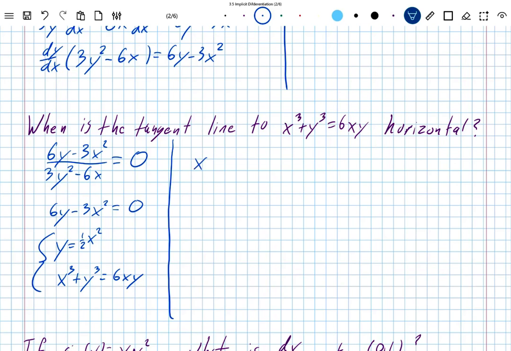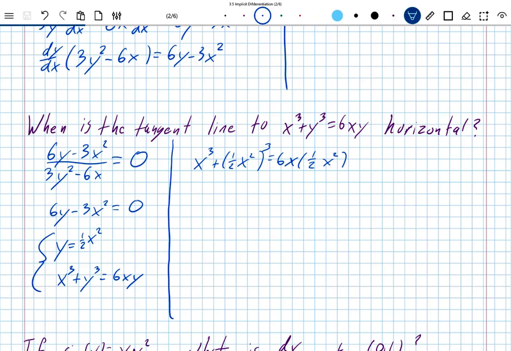So I get x cubed plus (1/2 x squared) cubed equals 6x times 1/2 x squared. So wherever there was an x, wherever there was a y, I plugged in 1/2 x squared. And this is the basic technique, right? When you need to actually solve for something like this, you realize you have two equations around now at your disposal. We could keep working this.